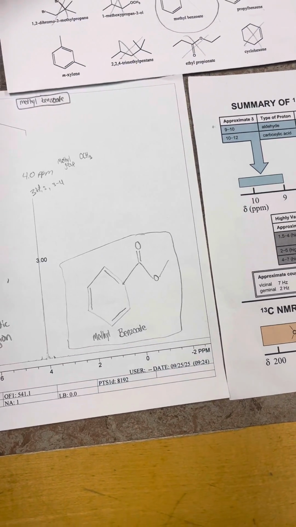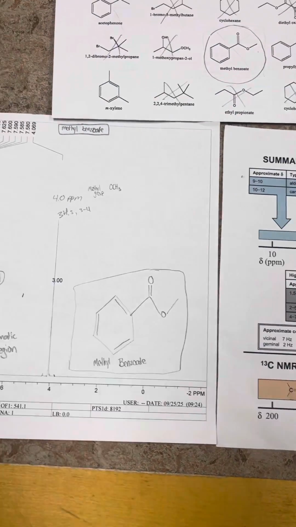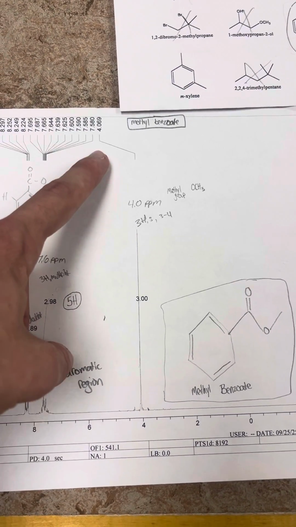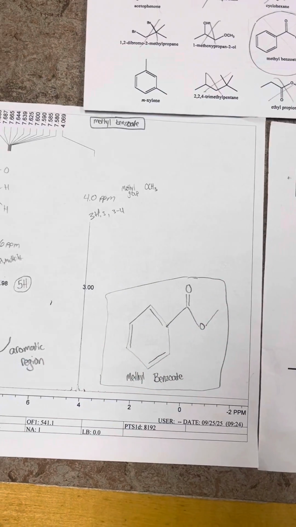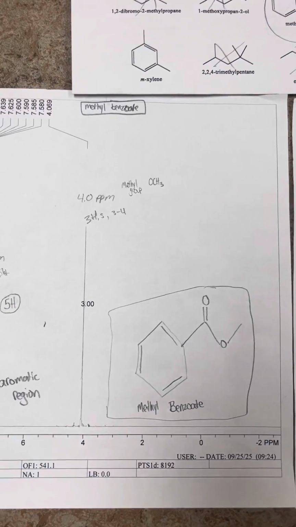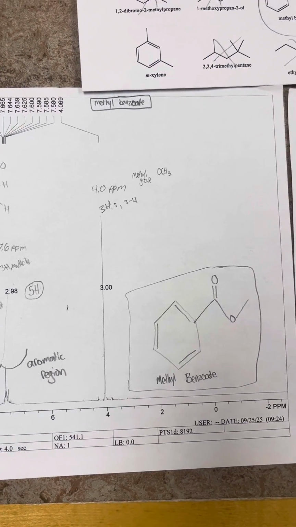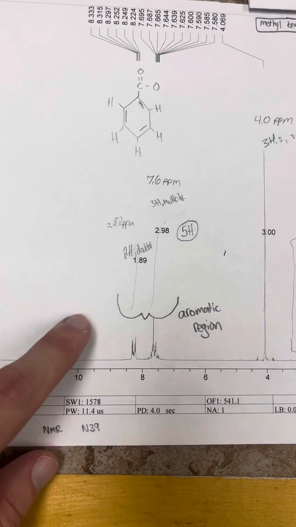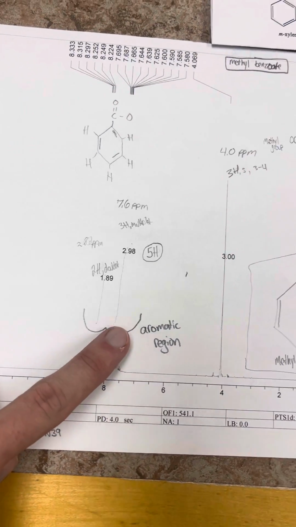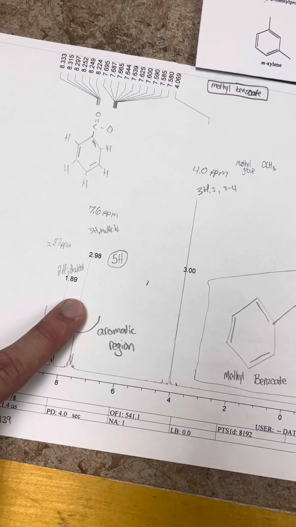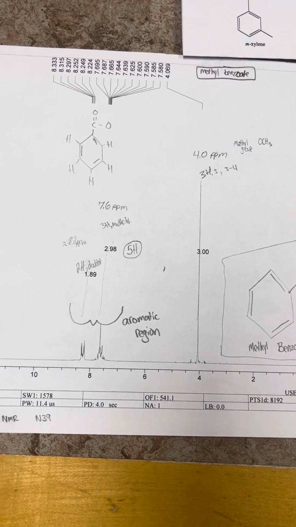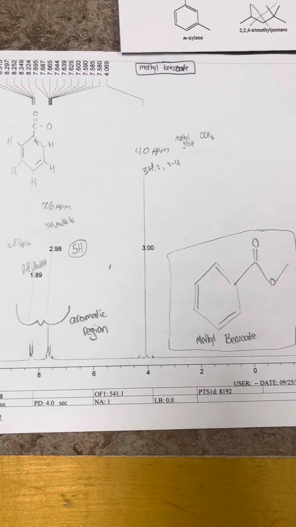Labeling the spectrum. So for the first peak, we have around 4.0 ppm, and that is consistent with an OCH3 group. And then we also have a combined aromatic region here, combined integral of 5H. This is consistent with 5 aromatic protons.